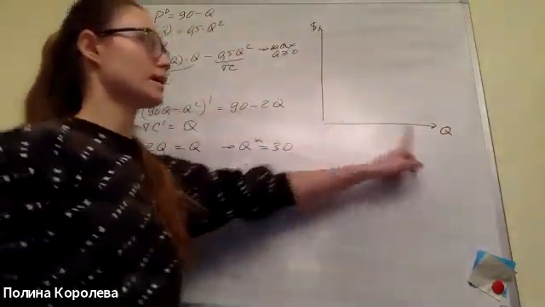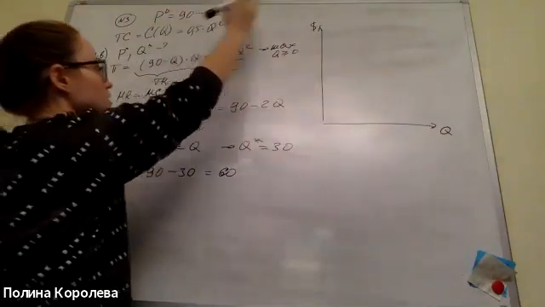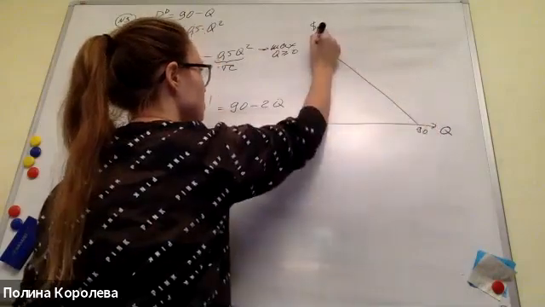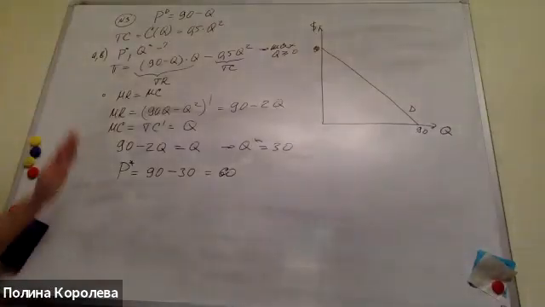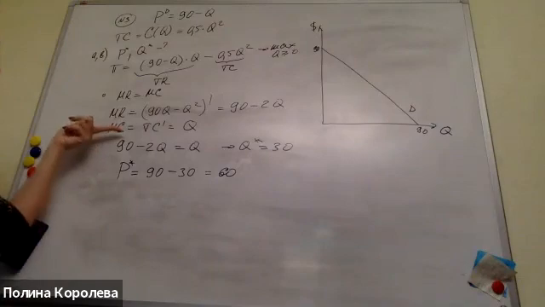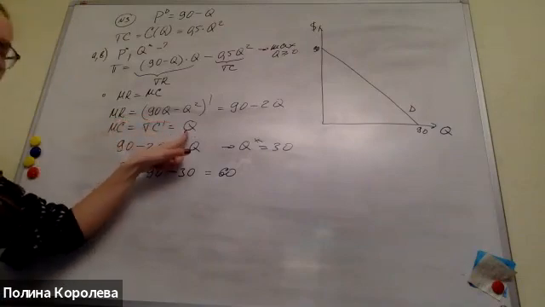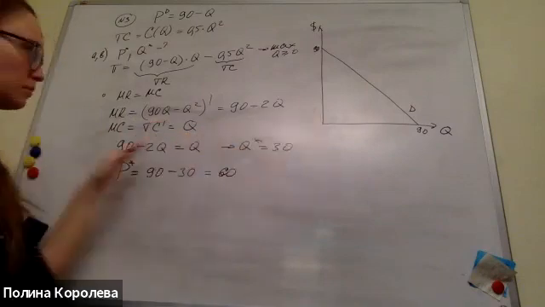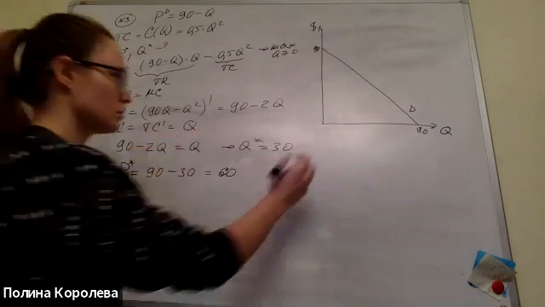Always write the name of the axis, always. Then we start with demand, 90 minus Q. Here will be 90, here 90. This is the demand. Then we draw the marginal cost function. Marginal cost equals Q. This is a linear function with positive slope, and we start from 0, 0. One more time: marginal cost equals Q.